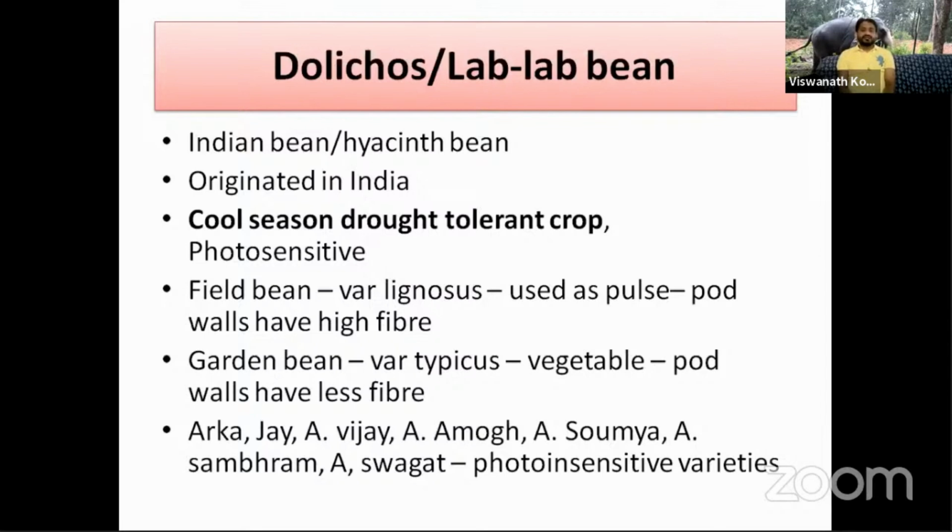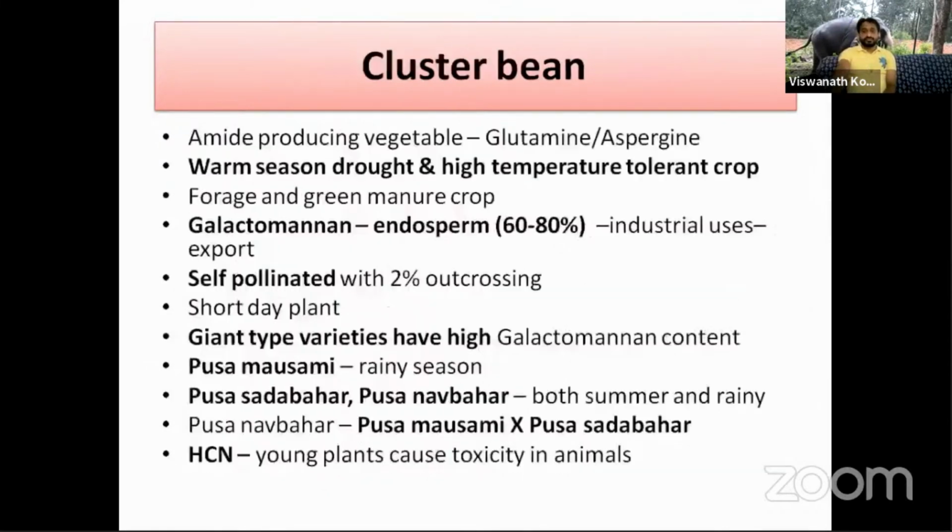And there are different photo-insensitive varieties: Jai, Vijay, Amogh, Soumya, Sambram, Swagat. That means they can be grown in both seasons. So next one is cluster bean. Cluster bean is an amide producing vegetable, and cluster bean is the commercial crop among all the leguminous vegetables because it has guar gum, and guar gum is an export-oriented commodity.